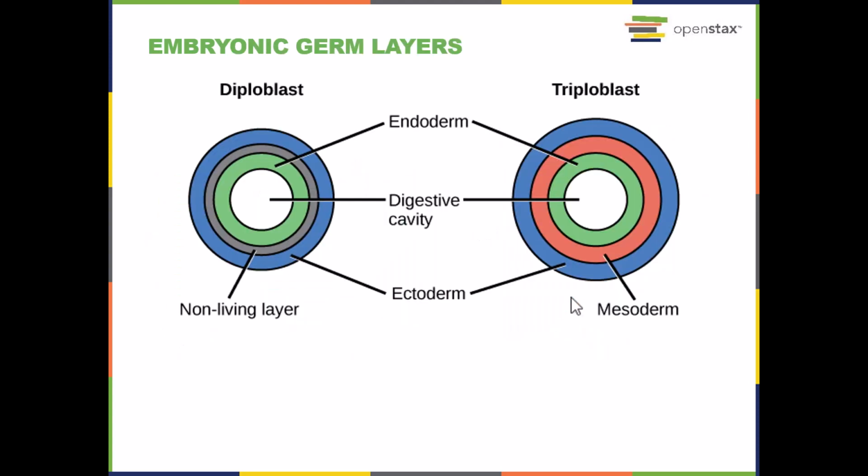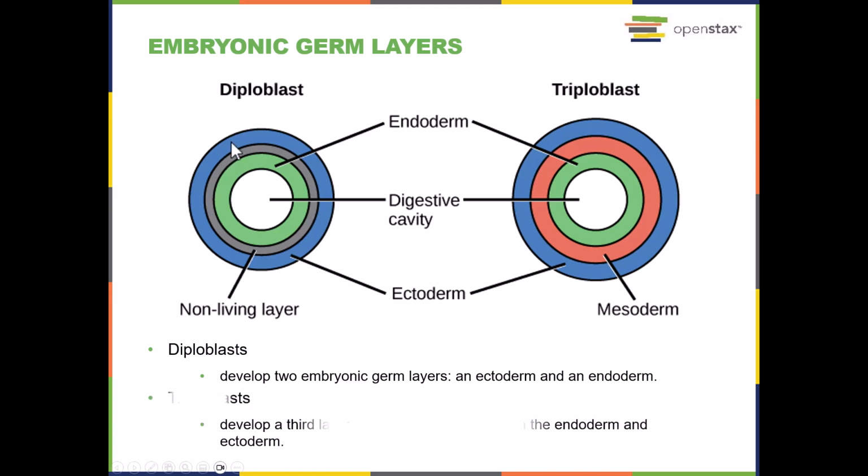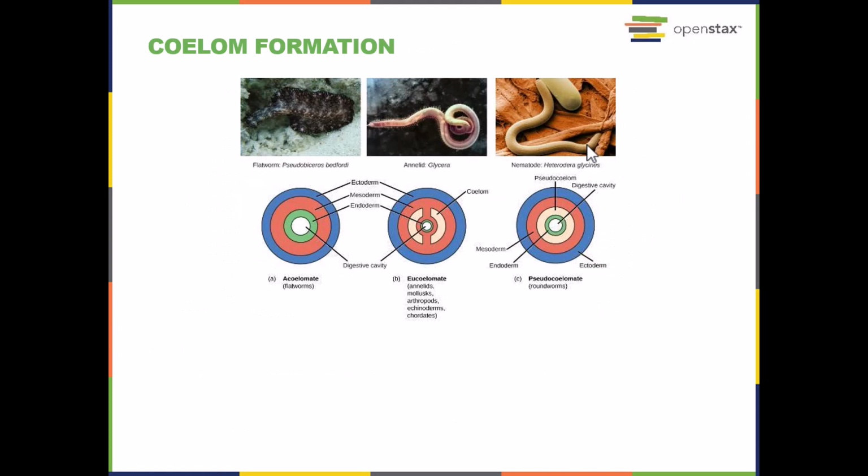When we look at the embryonic germ layers, we first start off with organisms that are diploblastic. They have 2 germ layers. That's represented here. The digestive cavity is in the middle, endoderm around that, and then on the outside in blue, we have ectoderm. So we have endo and ectoderm. In our triploblastic organisms, we get the addition of a 3rd germ layer, which is this red layer in the middle called the mesoderm.